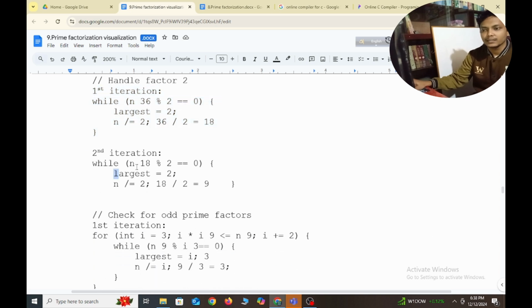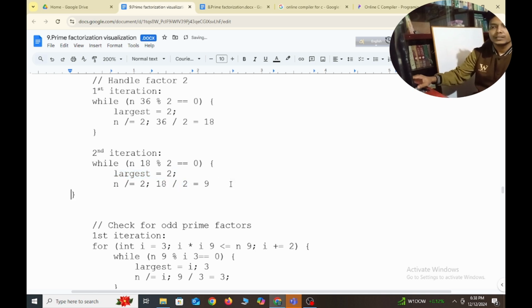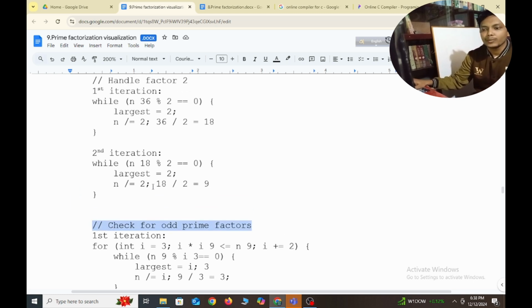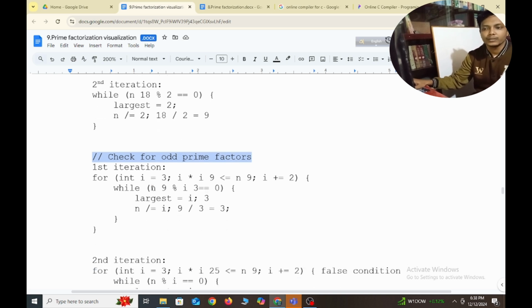And in the second iteration, 18 is the new n, okay? So n, 18 modulus 2, so we know that it can evenly divide 18, right? So largest would be 2 here again, and 18 divided by 2 equals 9, okay? In this case it will be 9, guys, okay? So when you consider this third iteration, 9 modulus 2 would not be 0, okay? So it will be false, so there is no more iteration, we need to terminate from this while loop, okay? So now we will check for odd prime factors, guys, okay? So we will see how many odd primes we get, right?